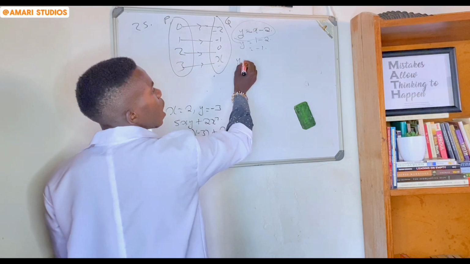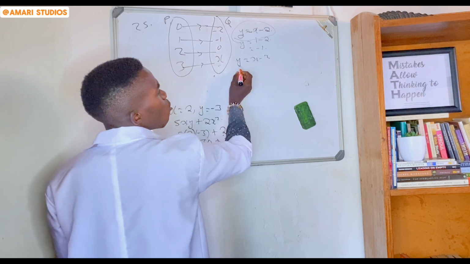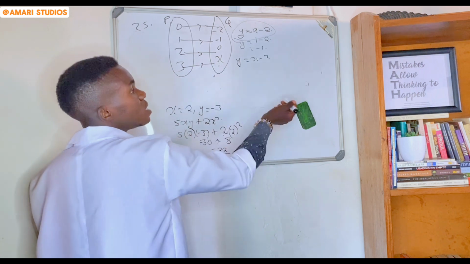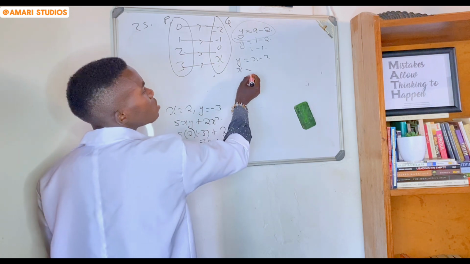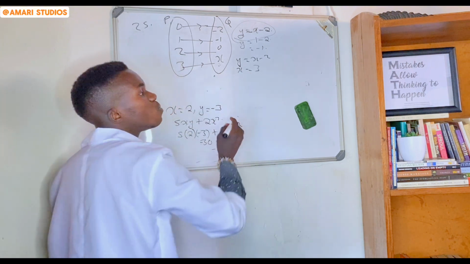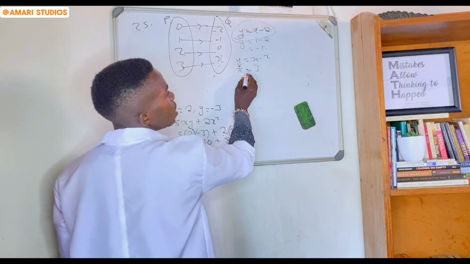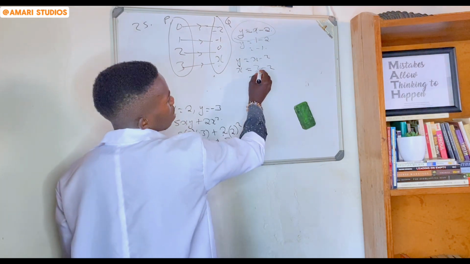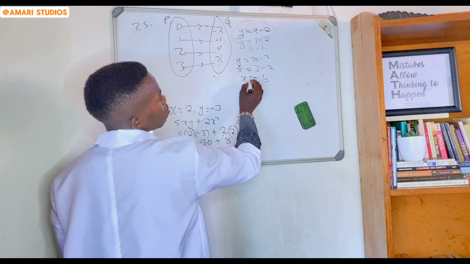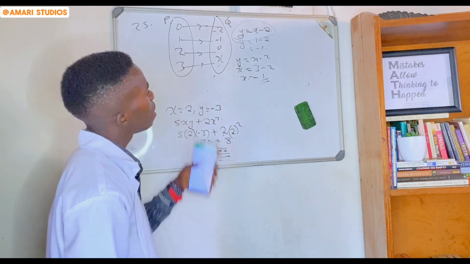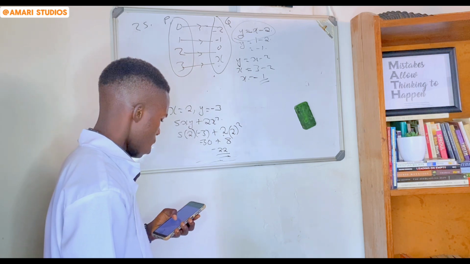Now, using this equation, we are going to find the value of x. So y is equals to x minus 2. Where there is y, you're going to replace with x. Remember, we said that y represents the output. Where there is x, replace with 3. Remember, x represents the input. So it's going to be x is equals to 3 minus 2. Therefore, your final answer is positive 1. X is equals to 1.